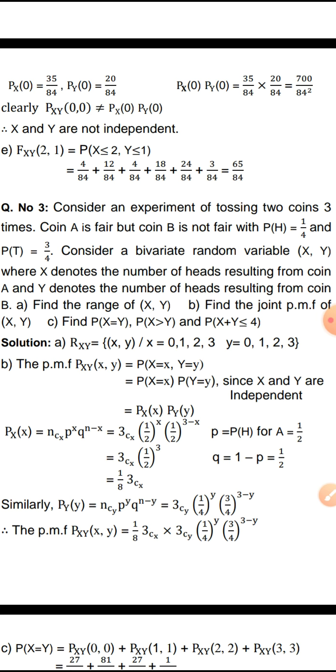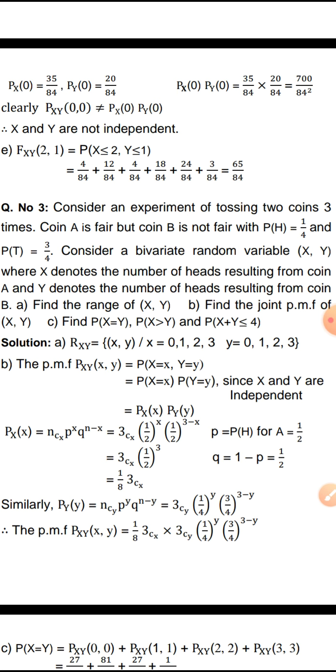Number of heads. When A is tossed 3 times, you may not get a head at all. Number of heads will be 0. You may get a head only once. Number of heads will be 1. You may get heads twice when the coin is tossed 3 times. X will be 2. In all the 3 tosses you may get head. So number of heads will be 3.